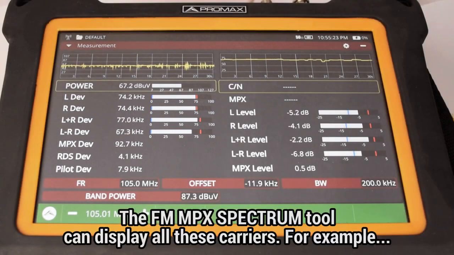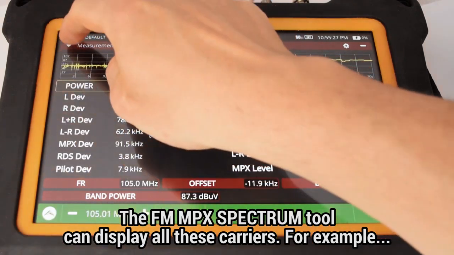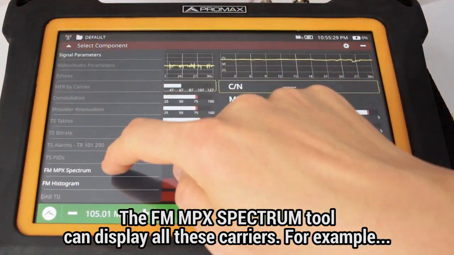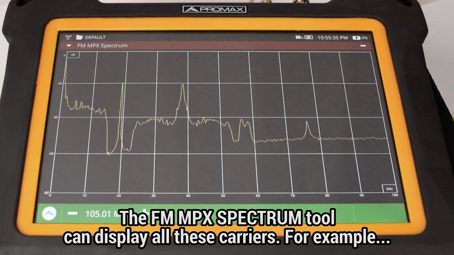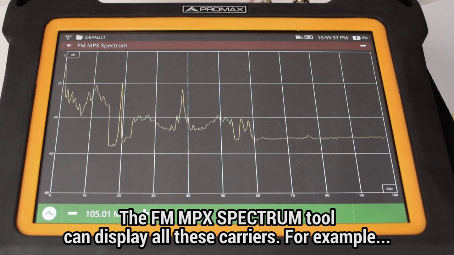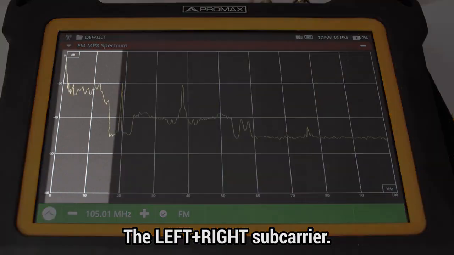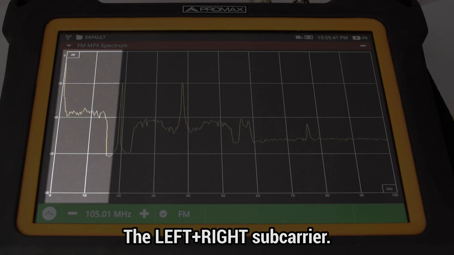If you want to see all these carriers in the spectrum analyzer, we have created a special tool for that, which is called the FM MPX Spectrum. Here, what you'll see is the whole spectrum of the MPX containing some of these different subcarriers. For example, here on the left, the first component, the first subcarrier will be the left plus right subcarrier.